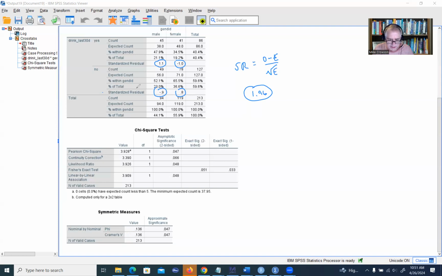It turns out, as we're looking at this contingency table, that none of the standardized residuals exceed 1.96 in absolute value. So there does not appear to be any significant difference between an observed and expected frequency within any of the given cells.